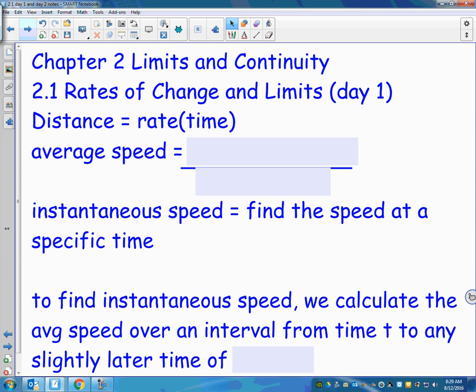So when we talk about rates of change, lots of times we just think about slope. But if we talk about movement, hopefully you know that to find the distance traveled, you take your rate times your time. So if you were going 60 miles an hour for 3 hours, you should know how far.